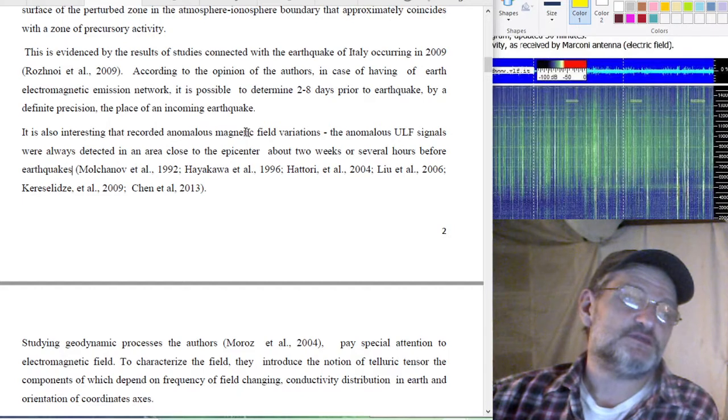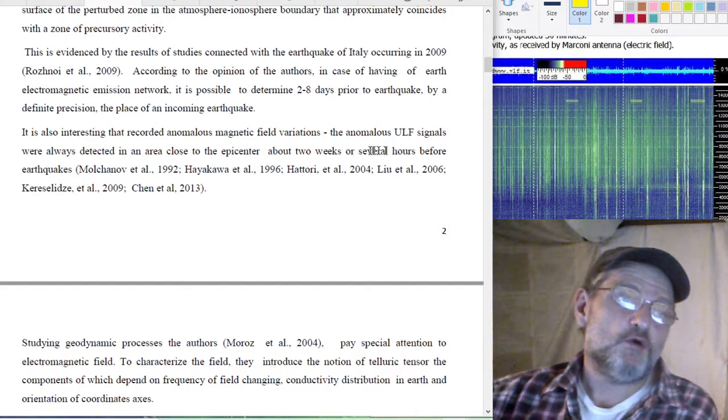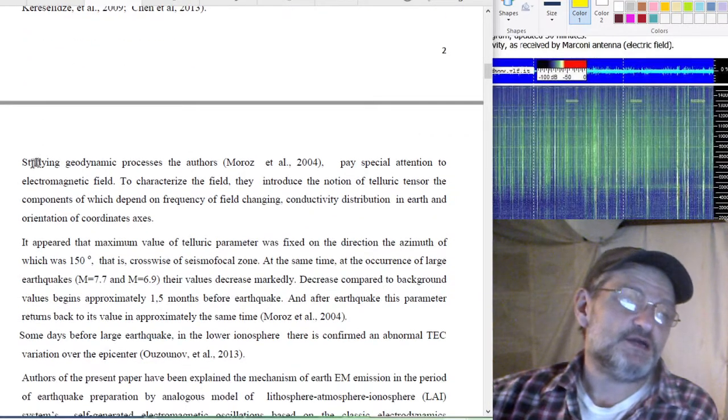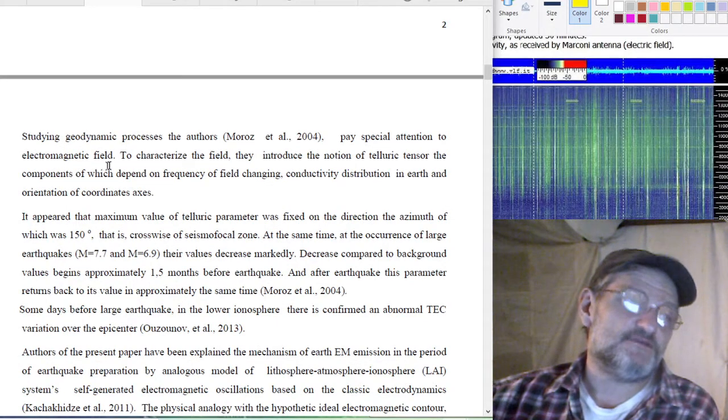Recorded anomalous magnetic field variations. The anomalous ULF signals were always detected in an area close to the epicenter for about 2 weeks or several hours before earthquakes. Okay? Studying geodynamic processes, the authors, this is Morrow et al. 2004, pay special attention to electromagnetic field.